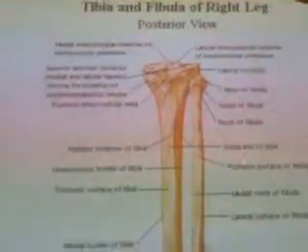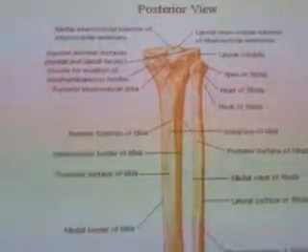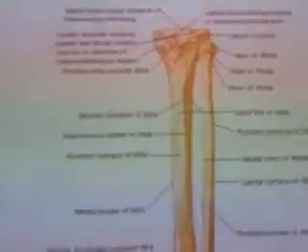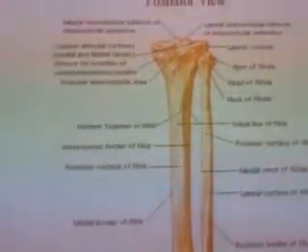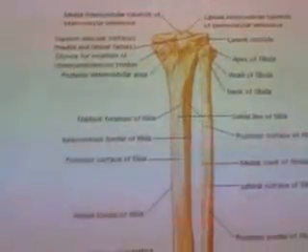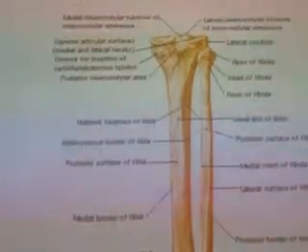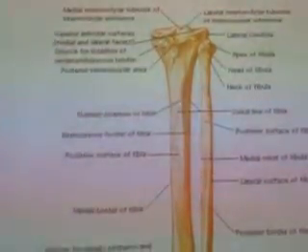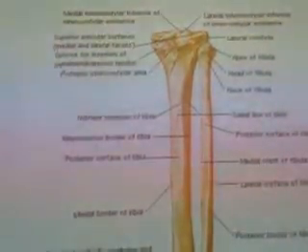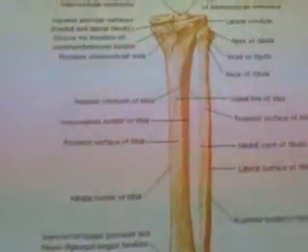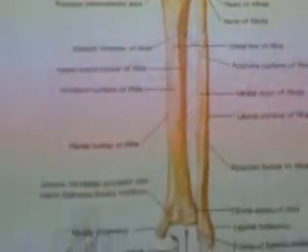Coming to this part behind, this posterior surface, what is this surface called? This is called the popliteal surface. The lower part of the femur has a popliteal surface. Similarly, the upper part of the tibia also has a popliteal surface.